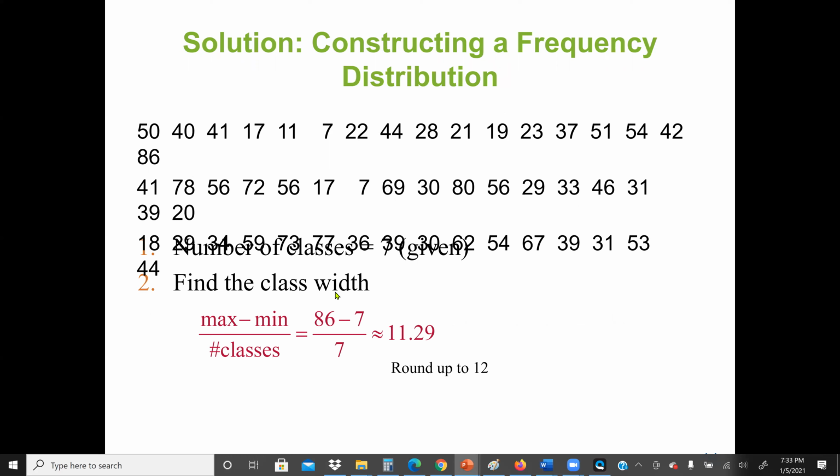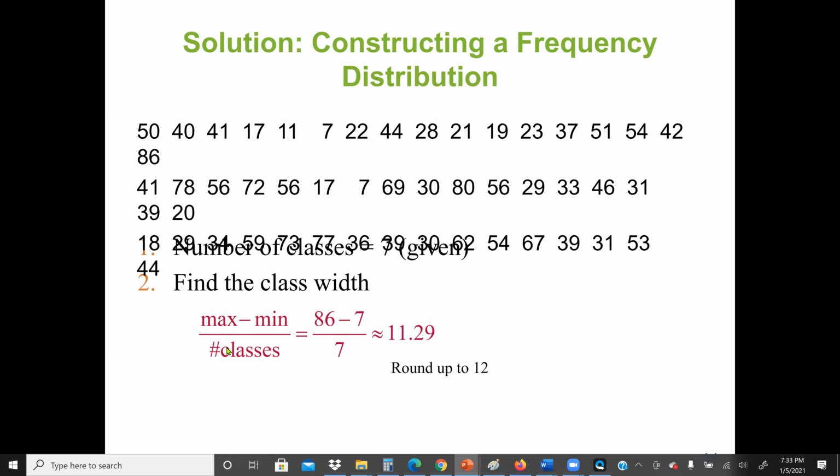And second step, the number of classes. The slide here is a little bit overlapped, but we can see the number of classes is 7, which is given to us. Second step, we find the class width. So what is the lowest value? The lowest value is 7. The highest value is 86.